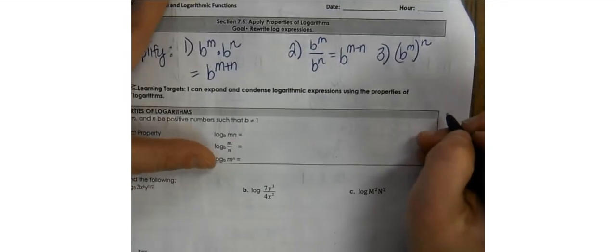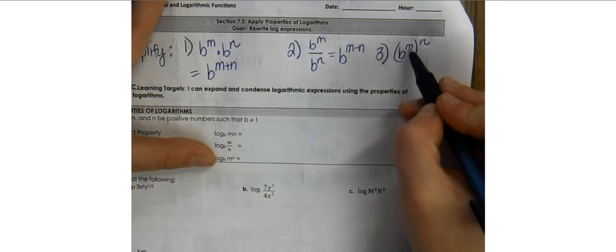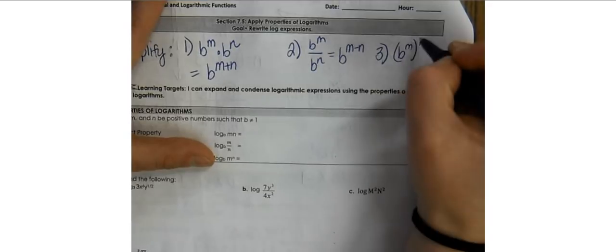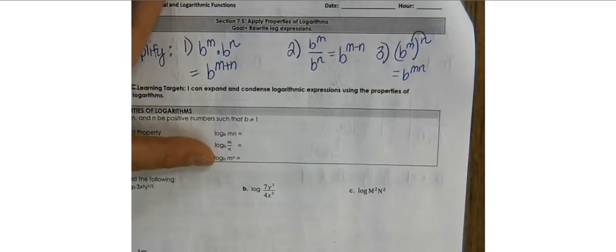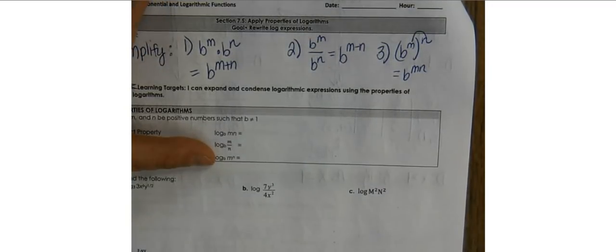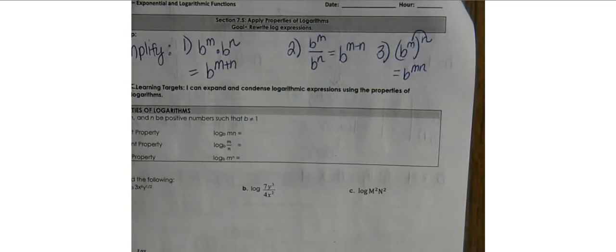And for number 3, we know that if we're raising a power to a power, we use the distributive property with respect to the exponents. So our answer is b to the m times nth power. And that is the answer for each of these expressions. And we're going to use these properties for logarithms to help us with expanding as well as condensing logarithms.